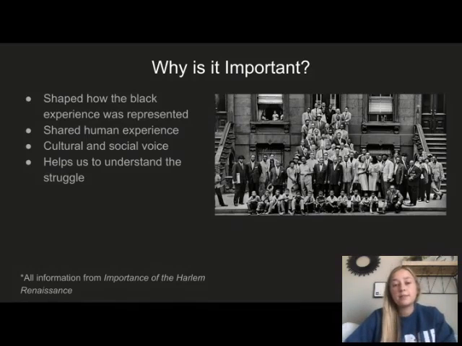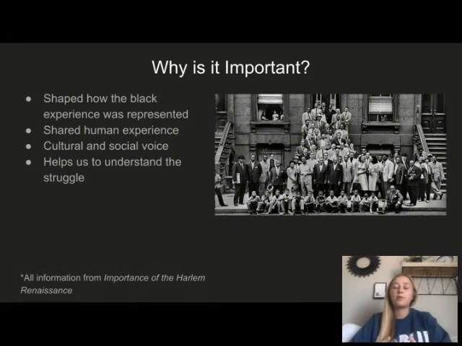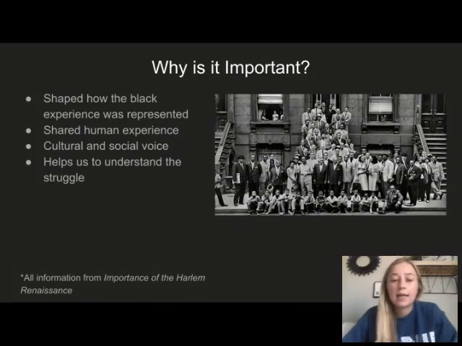Cultural and social voice. For the first time, African Americans could speak about what was going on in the world and publish that. And they could also talk about what was socially going on with their culture and with how that was interacting with white culture, what that African American experience was like.